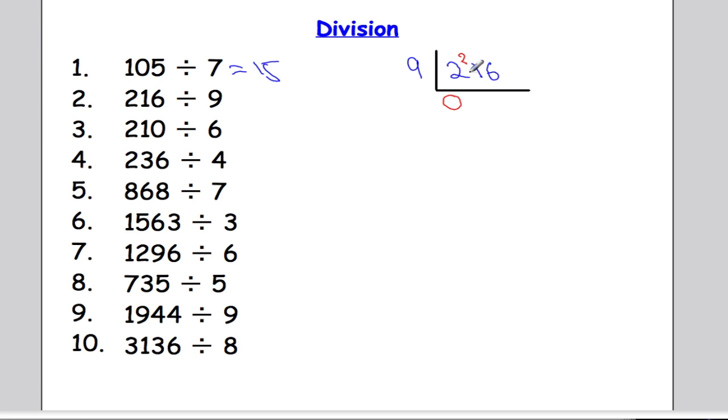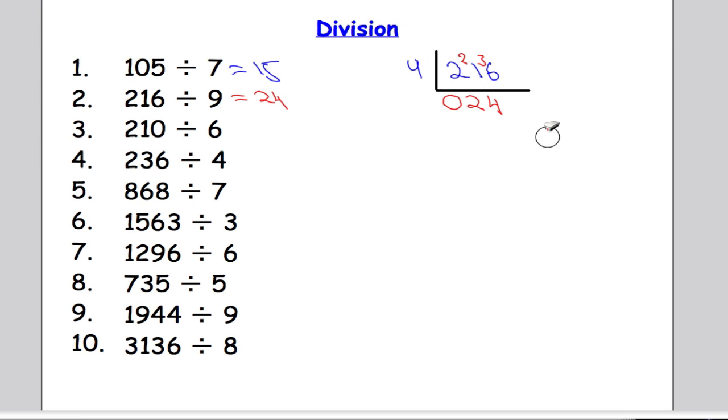How many times does 9 fit into 21? Well, knowing my times tables, I know that 9 fits into 21 2 times, and we have a remainder of 3. So I carry that 3 over. How many times does 9 fit into 36? It goes in 4 times with no remainder, and that means 216 divided by 9 is 24.